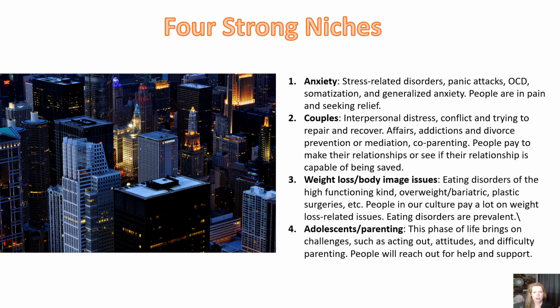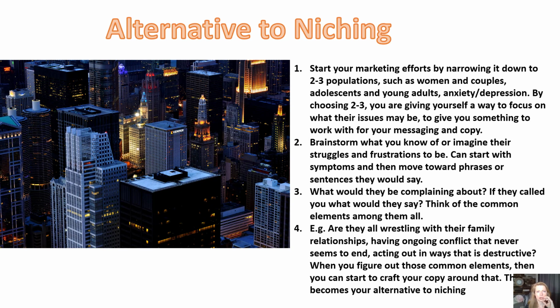And then you might want to see how that goes, and you could keep it or change it in the future. So nothing is set in stone. This is all a creative process. So an alternative to niching. Number one, start your marketing efforts by narrowing it down to 2 to 3 populations, such as women and couples, adolescents and young adults, anxiety, depression. By choosing 2 to 3 populations, you are giving yourself a way to focus on what their issues may be to give you something to work with for your messaging and copy.